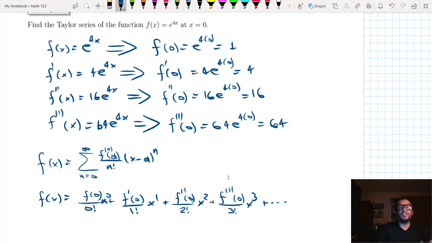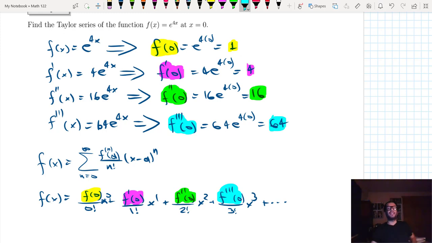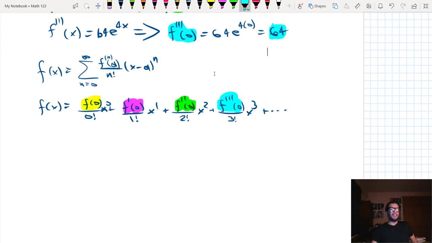What are these coefficients? In this case, f of 0 we got to be 1. f prime of 0 we got to be 4. f double prime of 0, the one we computed earlier, we got to be 16. And last but not least, f triple prime at 0, the one we got here, we got as 64. Okay, let's plug this in.